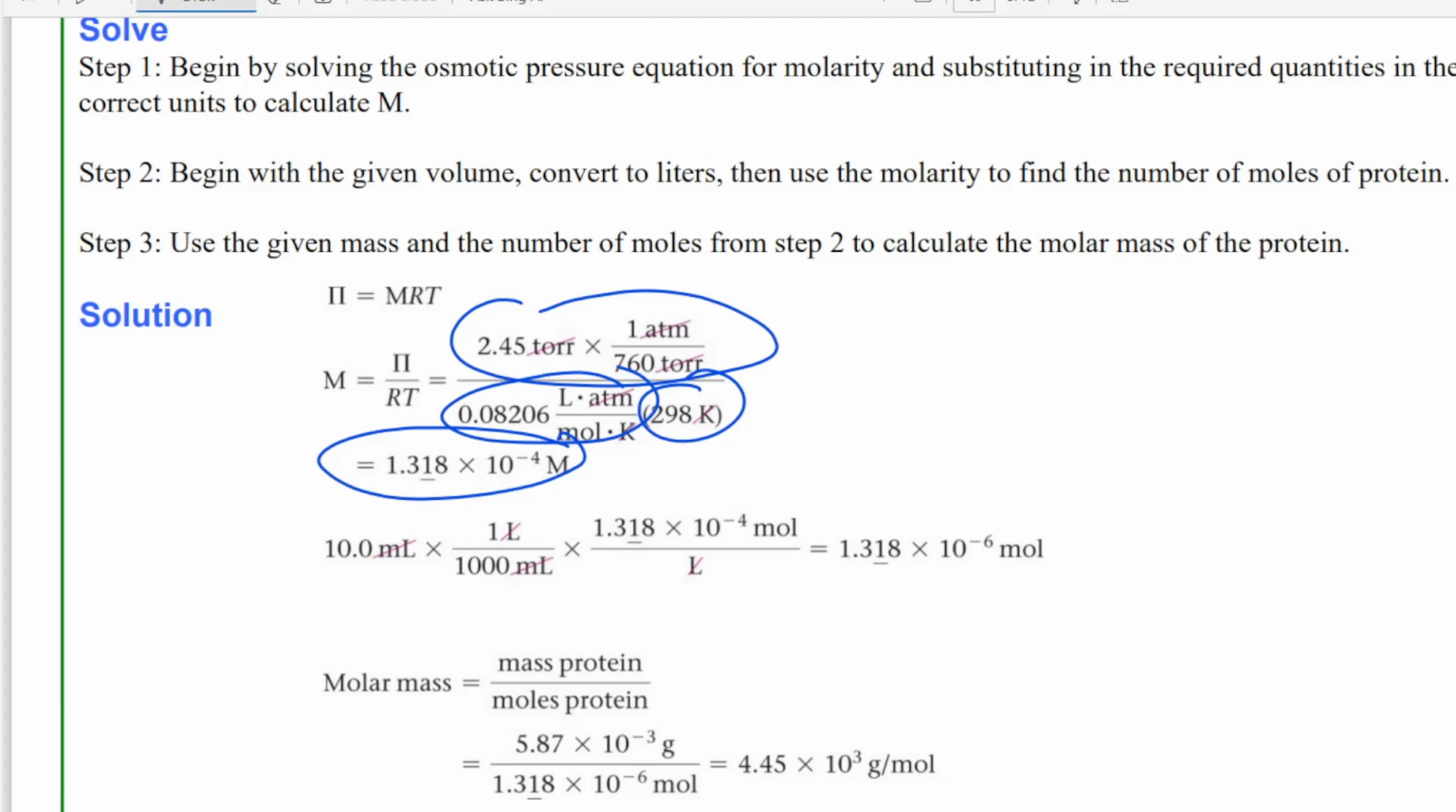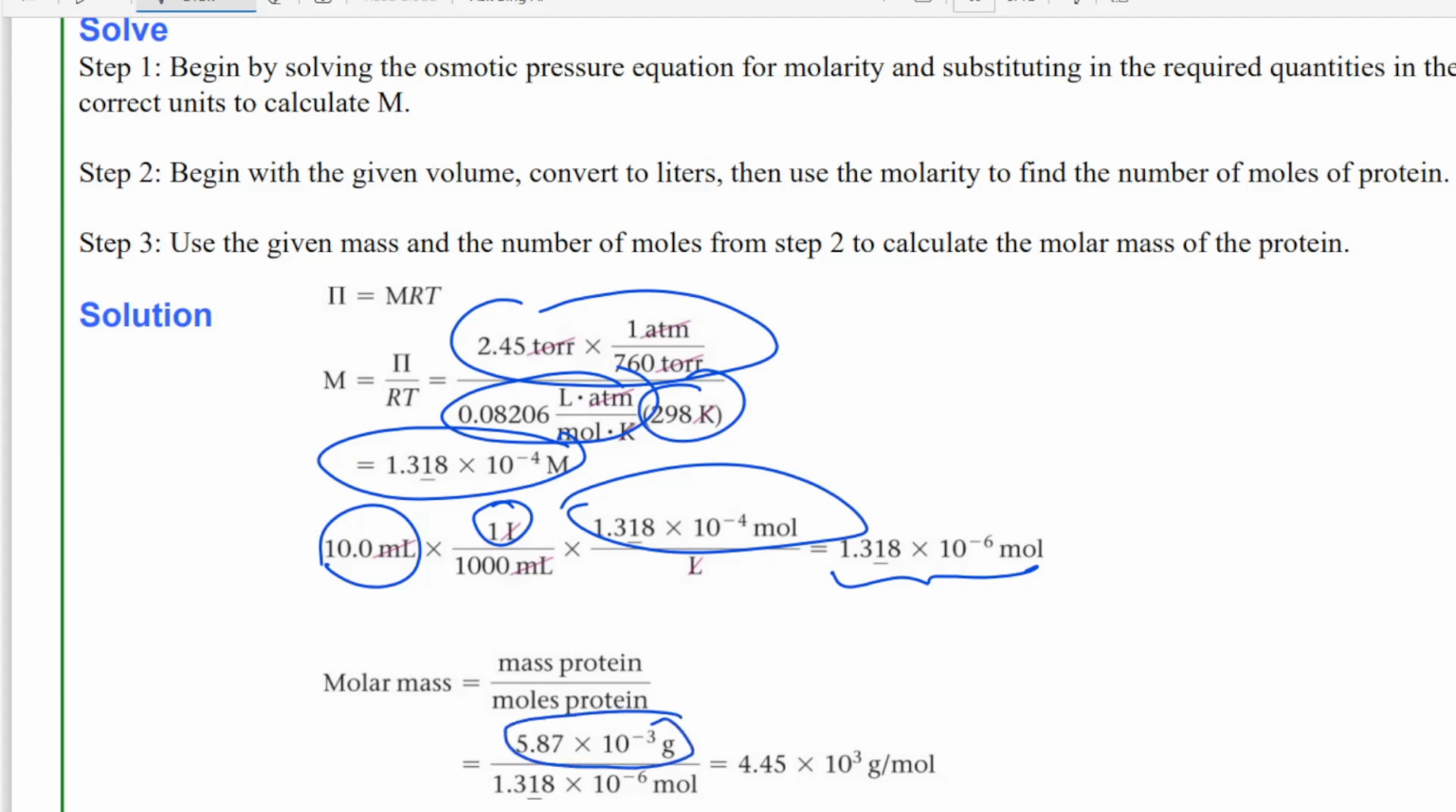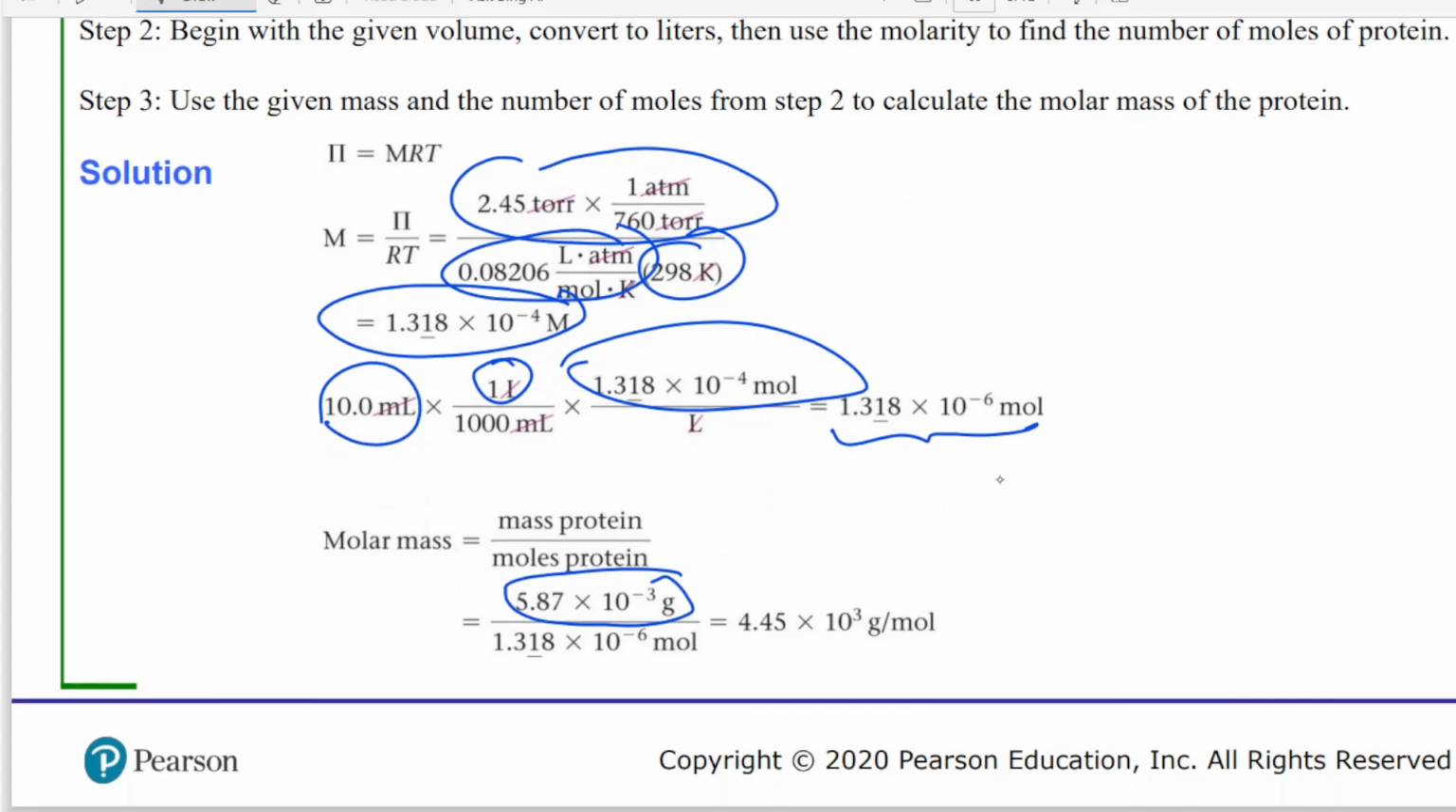Okay, so now we can convert our molarity to our moles. So remember, we had 10 milliliters of solution. Convert that to liters. All right, and then our molarity is 1.318 times 10 to the minus 4 moles per liter, and that gives us 1.318 times 10 to the minus 6 moles. Now, if we convert our milligrams to grams, we get 5.87 times 10 to the minus 3rd grams, and we can put our moles on the bottom, which we just found, and that gives us 4.45 times 10 to the 3rd grams per mole.